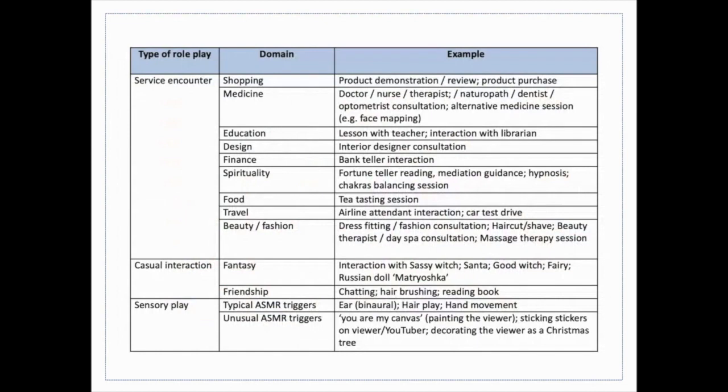And the kinds of contexts that could be construed spanned three main types of portrayed personal and institutional interaction. So there could be service encounters, for instance, shopping, interaction with a doctor, bank teller interaction. More casual interaction is where I would position the sassy witch fantasy interaction, or it might be interaction with the YouTuber playing the role of a friend. Or they could be more sensory-focused. There's still an interaction with the YouTuber, but they're focused on things like hair brushing or other forms of sensory experience.